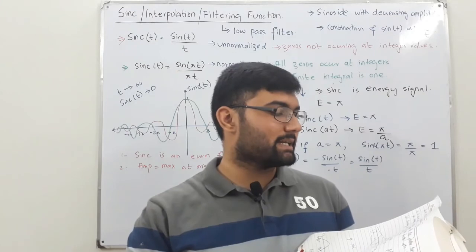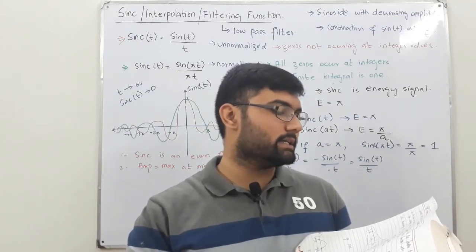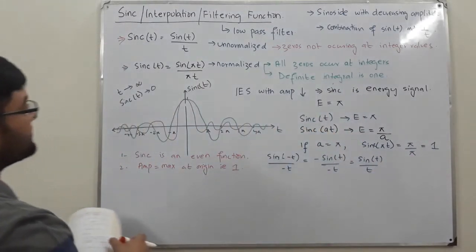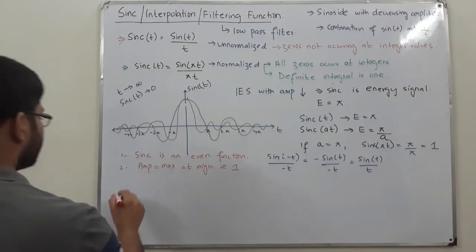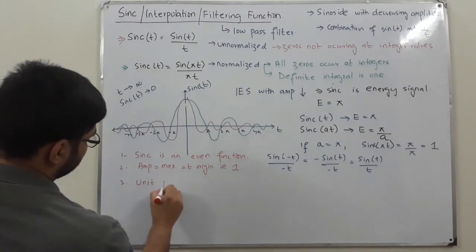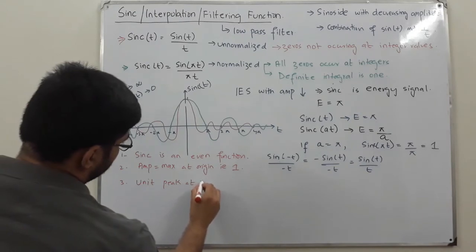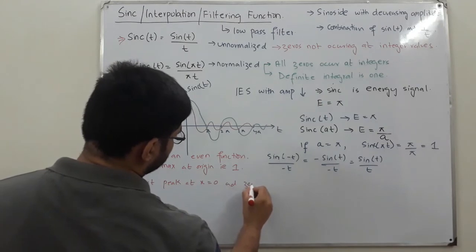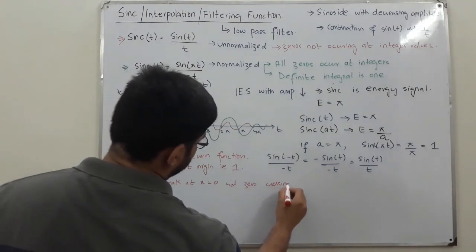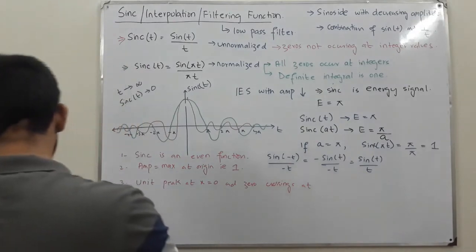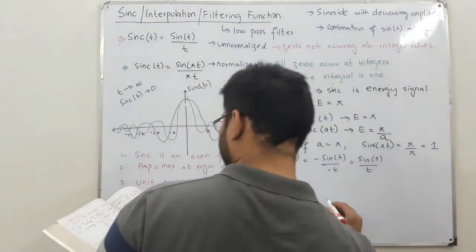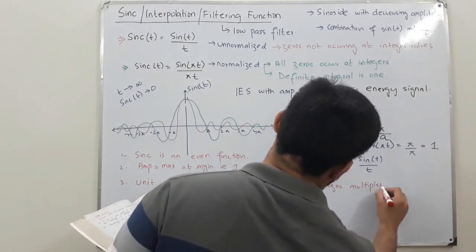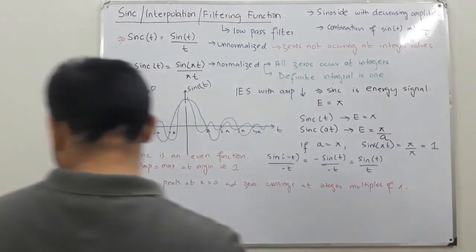It has a peak at x equal to 0 and zero crossings at integer multiples of pi. So this normalized function has a unit peak at x equal to 0 and zero crossings at integer multiples of pi.